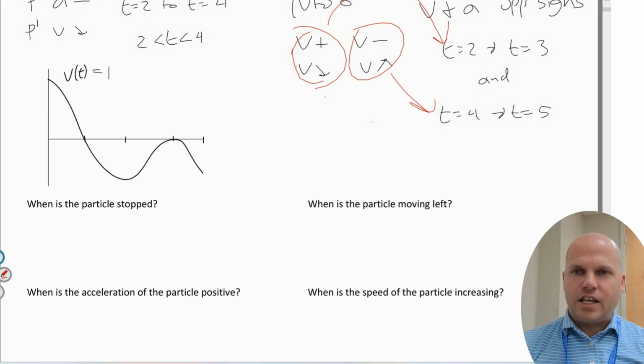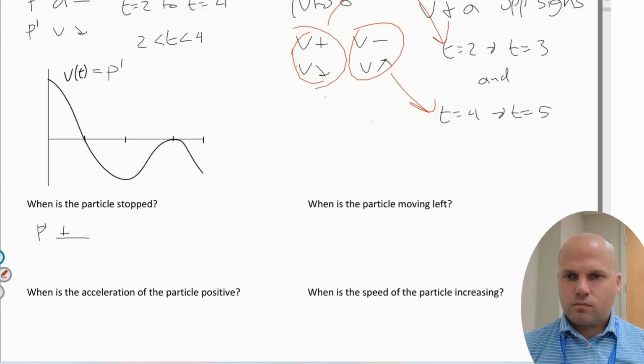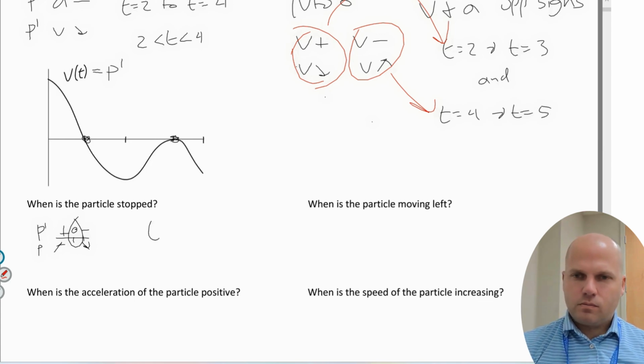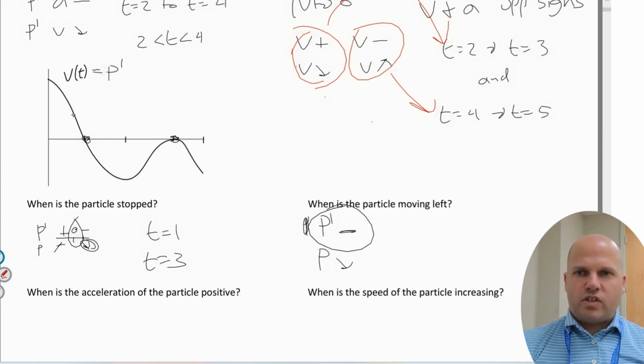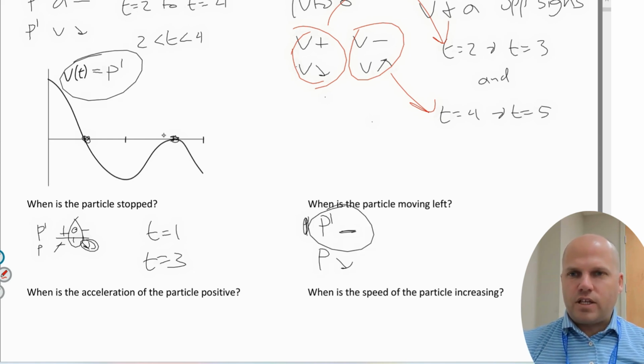All right, velocity is the derivative of position. The particle is stopped when the derivative is zero, when the position is neither increasing nor decreasing. The derivative, p prime, v, velocity is zero at 1 and 3. When is the particle moving left? When its position is decreasing on the x-axis, that means the derivative is negative. When the derivative is negative, this is the derivative. The derivative is negative between 1 and 3.